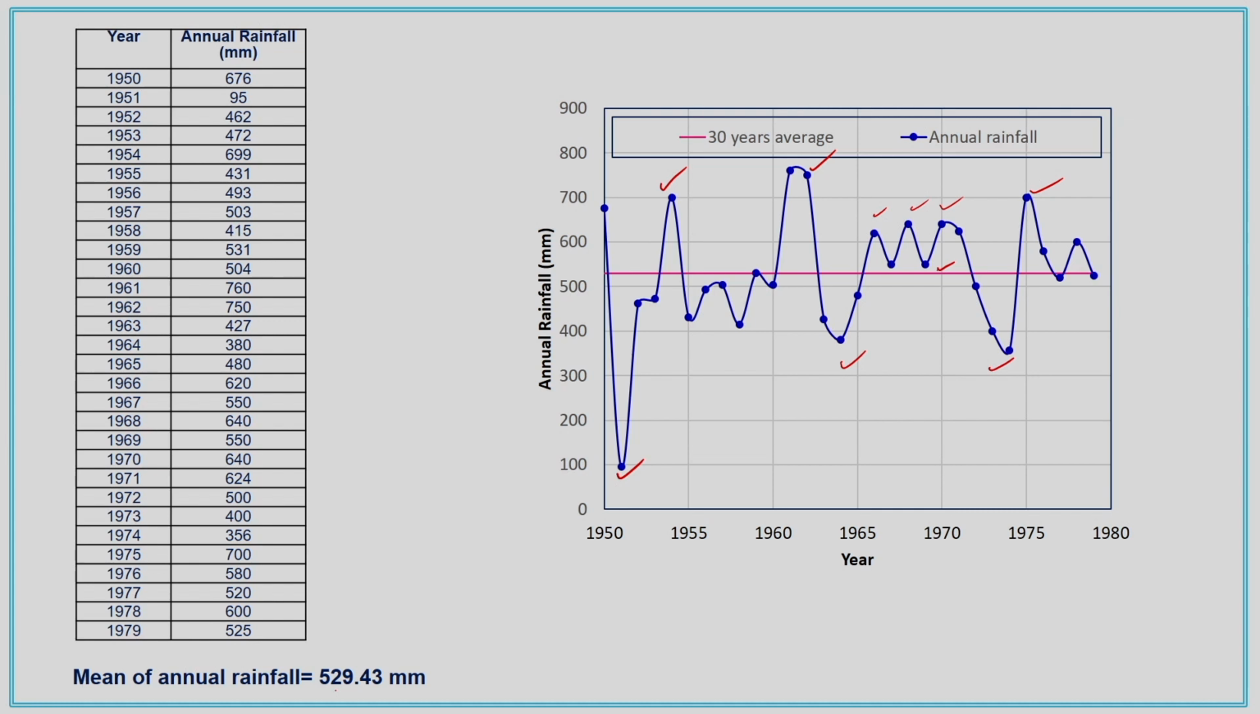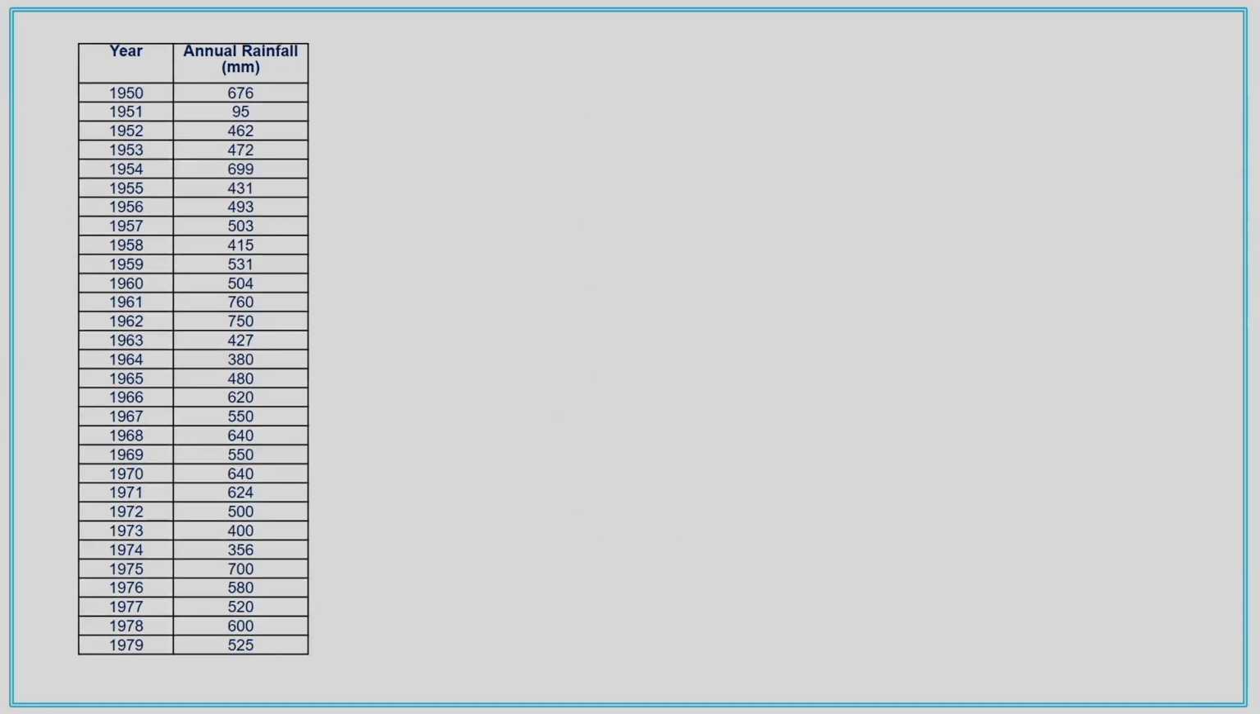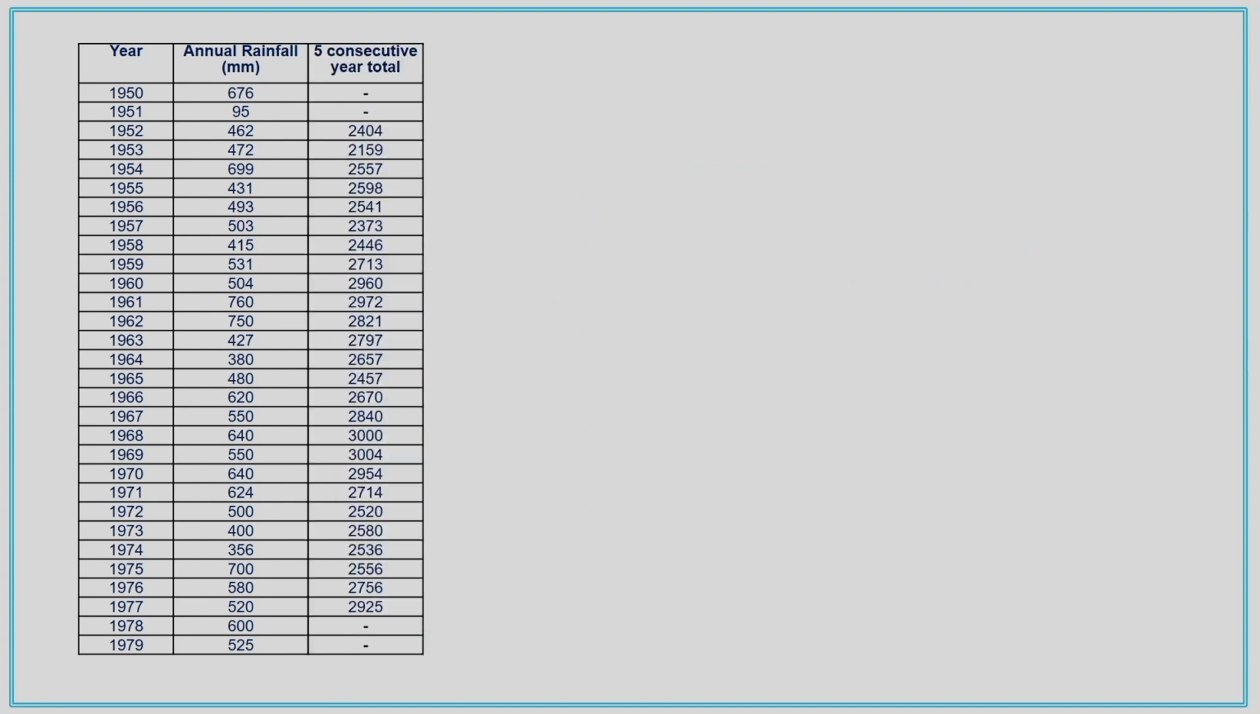Now what do we need to do? We need to plot the moving average curve. For that, we first need to calculate the moving average. First we will calculate the 5 consecutive year total, since here it is asked to calculate the 5-term moving average. So for 5 consecutive years, 1, 2, 3, 4, 5, we have calculated the sum, and where do we place that value? We got the sum of these 5 years of data to be 2404. That will be placed at the middle.